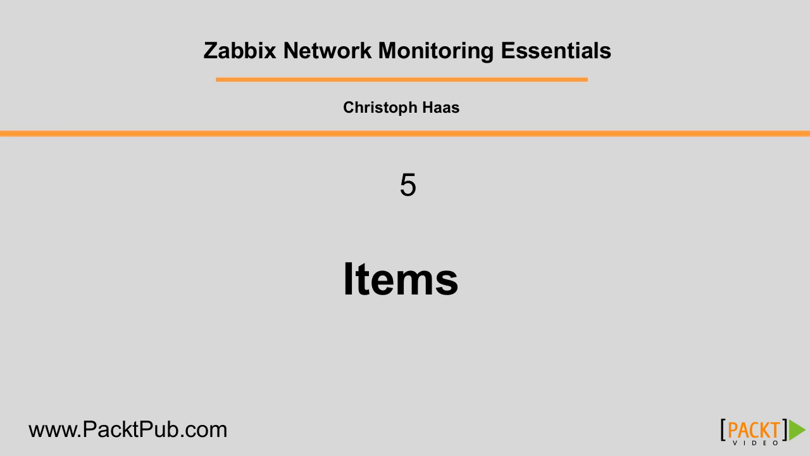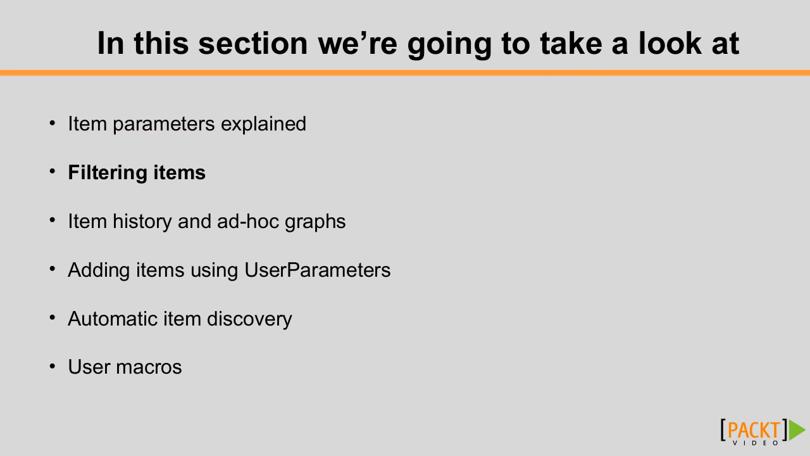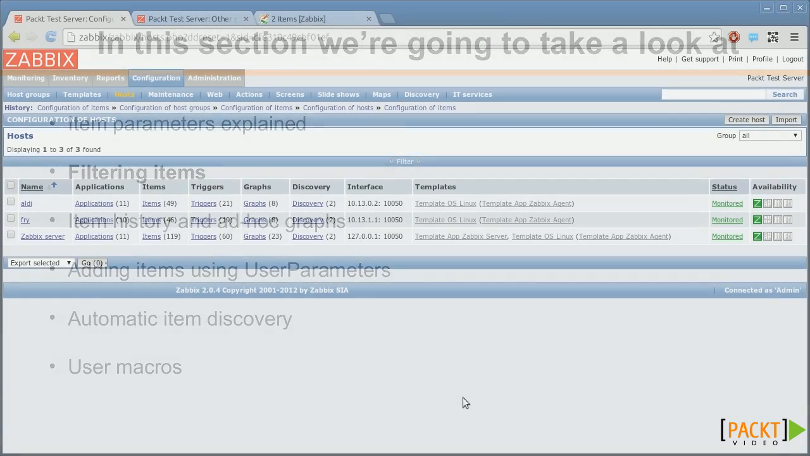In the previous video, you learned about the many properties that items have. Now imagine that you have 100 hosts with 100 items each, which is pretty common. How do you keep track of 10,000s of items? You will see how to use the filter widget and mass updates in this video.